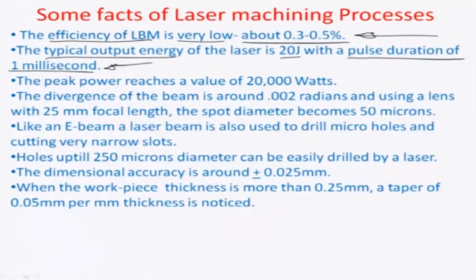The peak power of lasers reaches typically a value of about 20,000 watts, particularly when machining is involved, material removal is involved. And in such a situation, the divergence of the laser beam is only about 0.002 radians. So, there are very few diffraction effects that the laser would have, and you can easily focus a laser to a spot of almost 50 microns.